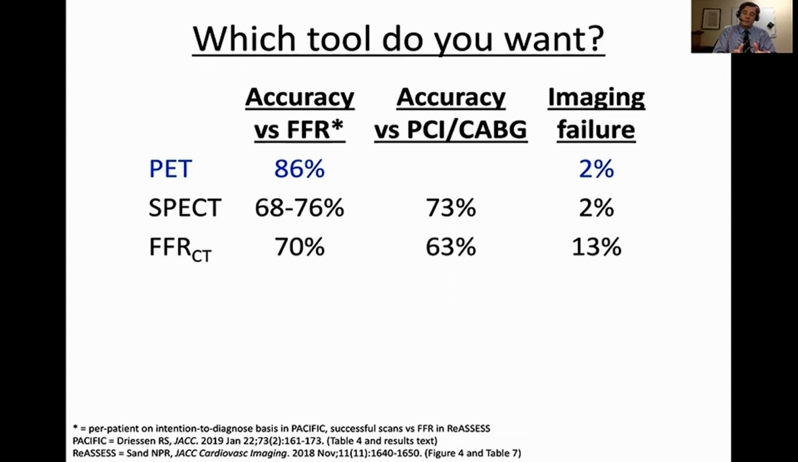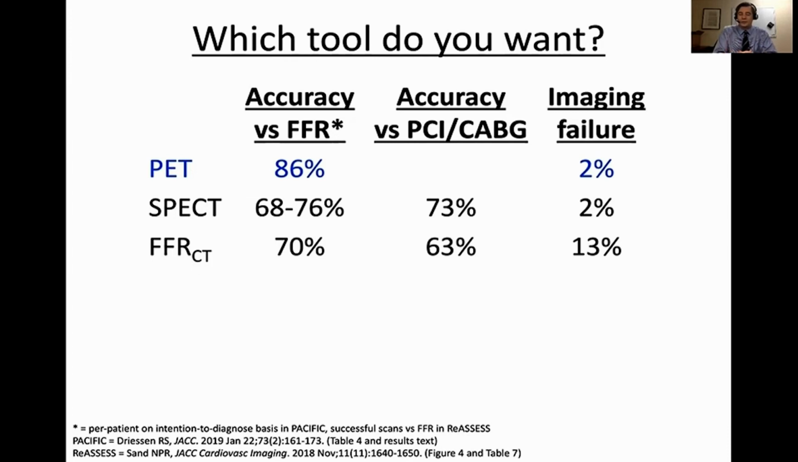What about when we compare that accuracy then against FFR? In Pacific, remember, it was intention to diagnose, and in reassess, they only looked at successful scans. No matter how you cut it, PET comes out as having the highest accuracy. And actually, when you look at it, SPECT and FFRct look much more similar than they do different, if not a slight edge to SPECT, which is interesting to me.